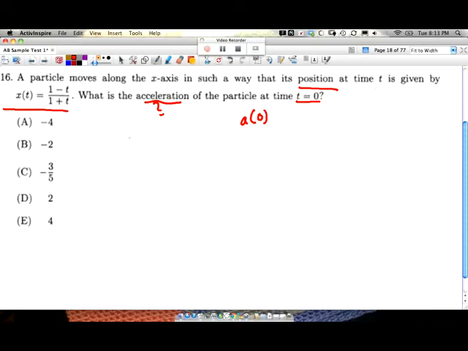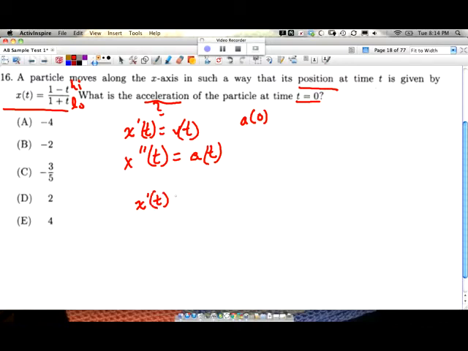Well, I know that x prime of t equals velocity. First derivative equals velocity. The second derivative of position equals acceleration. So that's what I need to do. I got to take the derivative twice and then plug in 0. Let's do that. Well, it looks like we have a low-d-high rule, or a quotient rule here. So we have to do the first derivative.